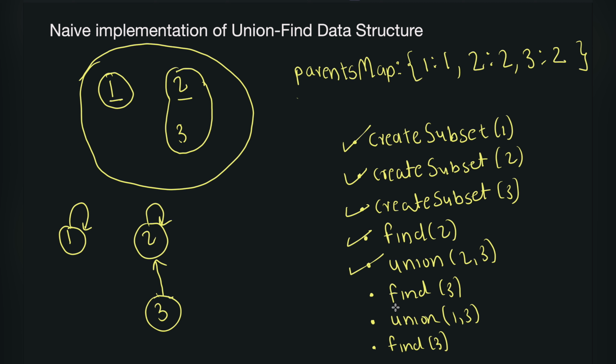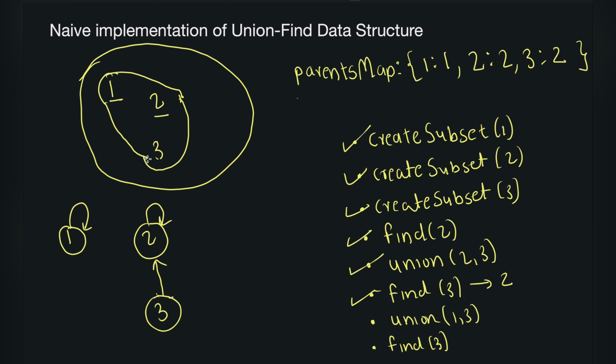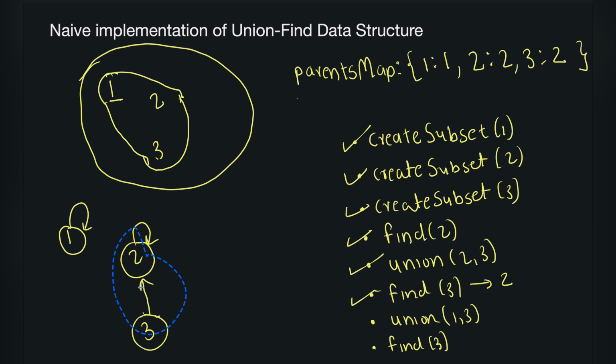Now when you do find of 3, it should give you the parent of the subset to which 3 belongs to. So it will give you 2. Now when you do union of 1 and 3, what you need to do is do the union of the subsets to which 1 and 3 belong to. So let's just do it in this case. Let me move it a little bit closer. And as always, every subset will have only one parent. So let's say in this case, 1 is assigned as a new parent. So we'll do the corresponding changes here also.